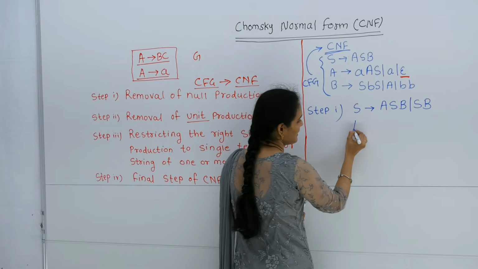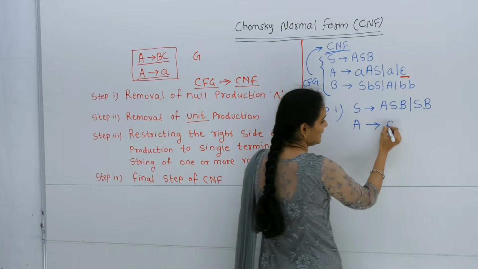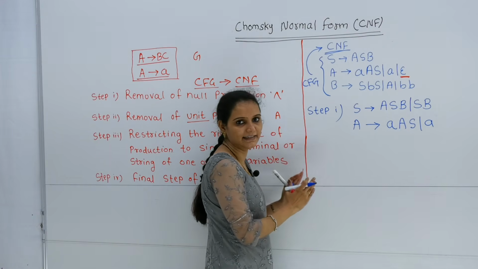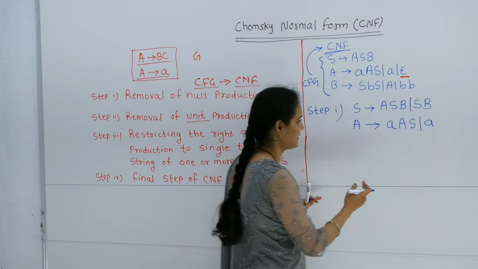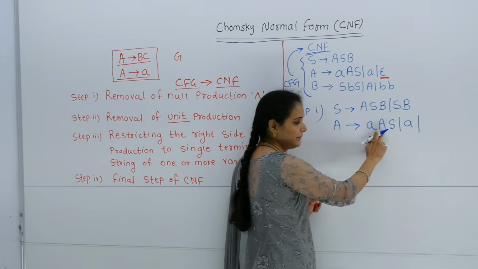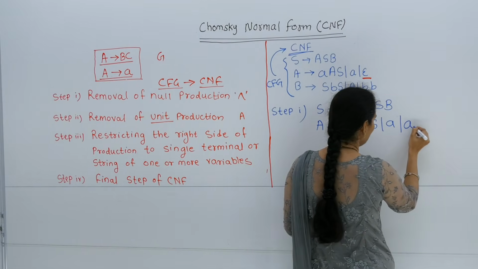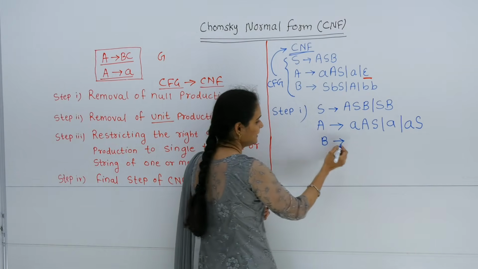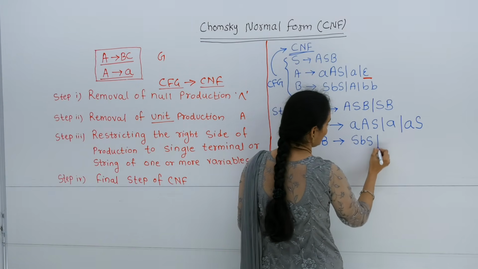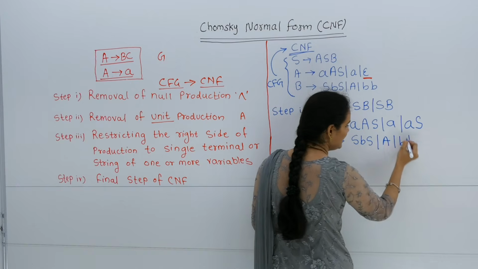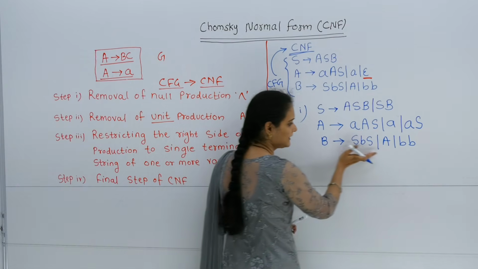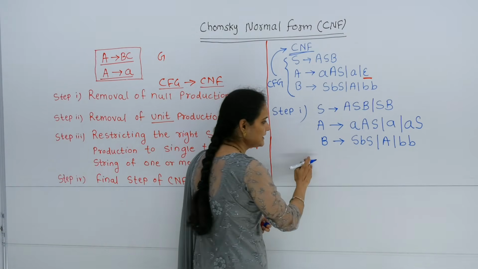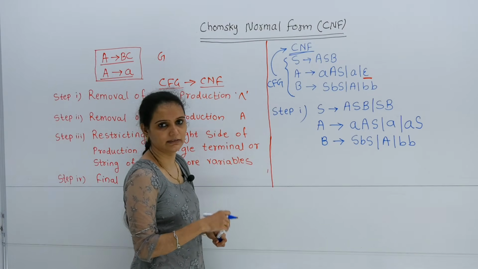Then the next production, A produces small a, capital A, S and A. Write down its production as it is first and then remove the null production. If I remove that A as null, then I obtain AS. Lastly, B produces SBS, capital A and BB. Here if that A can be replaced, there remains nothing. So these are the results of step number 1, after removal of the null production.